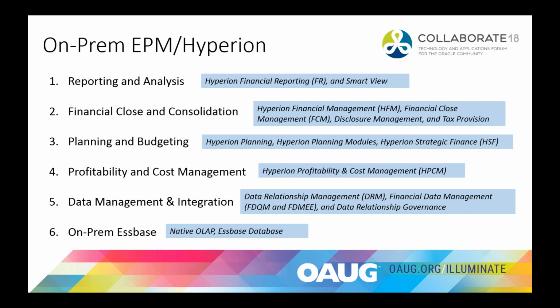There's a separate smart track on profitability and cost management, HPCM, and then data management and integration. So these are the on-premise data integration tools, such as DRM, data management, the FDMEE product, and data relationship governance. And then, of course, getting into the S-Base space, which does overlap a bit with the BI track, but the idea is there is content in this track for native S-Base databases.